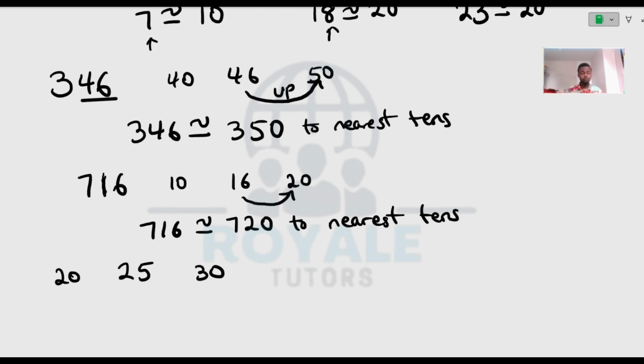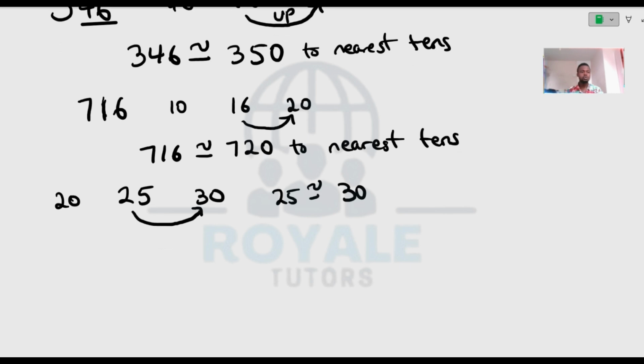For the sake of uniformity, so that we can all say the same thing, whenever it is exactly in the middle, we always round it up. I'll say it again. Whenever it is exactly in the middle, what we do always is to round it up. This means that you round 25 up to 30. It is exactly in the middle here, but we round it up. So 25 is approximately 30. That is for rounding to tens.